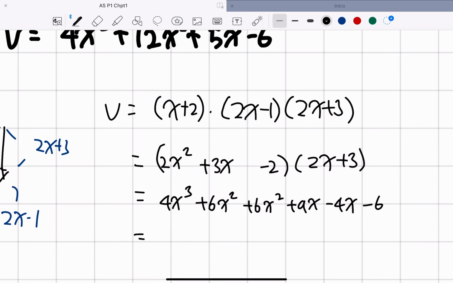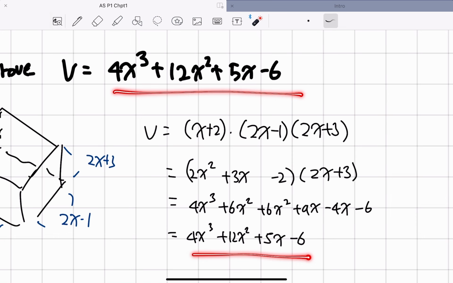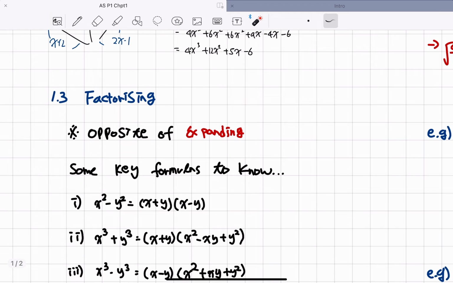And we can also simplify. So we can simplify this one, x squared, right? So 4x cubed, nothing to simplify, and we can simplify to 12x squared. And for this one, we can simplify to 5x, and last one, minus 6. So yeah, finally we can prove that the volume of this cuboid equals 4x cubed plus 12x squared plus 5x minus 6. Okay, let's move on to the next one.